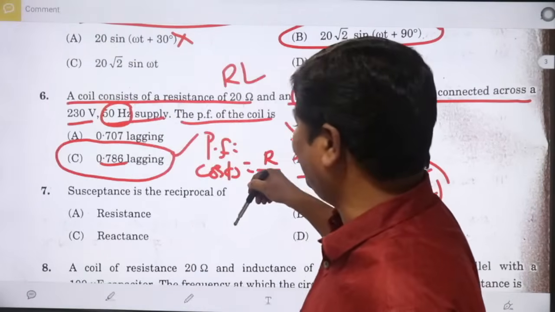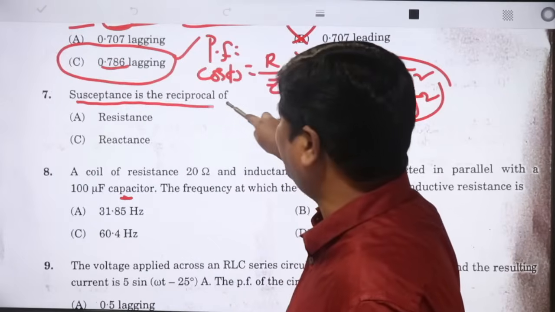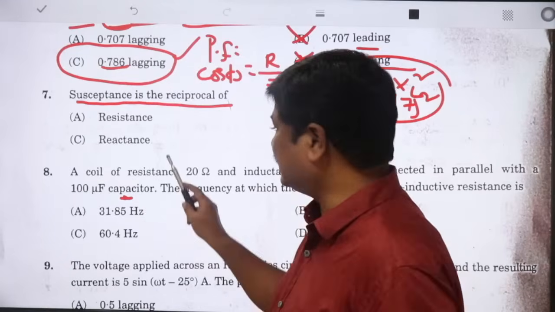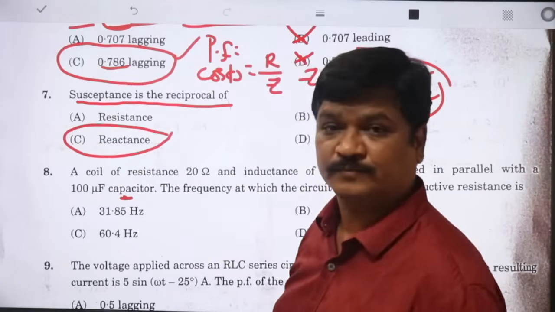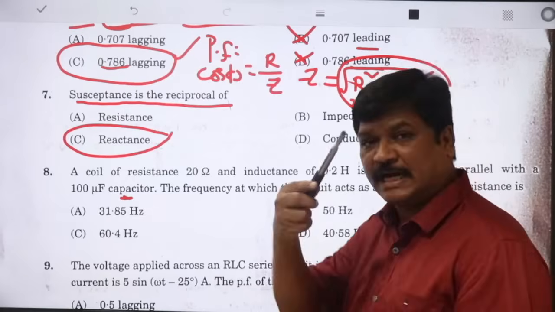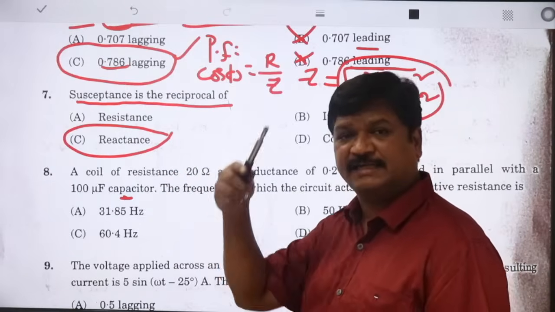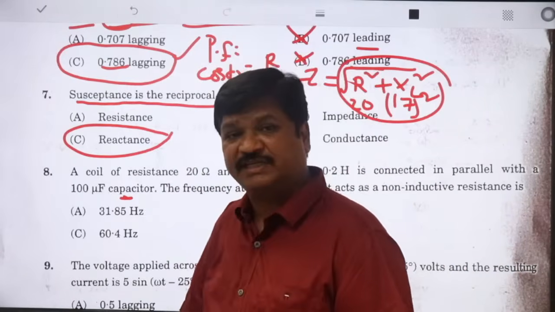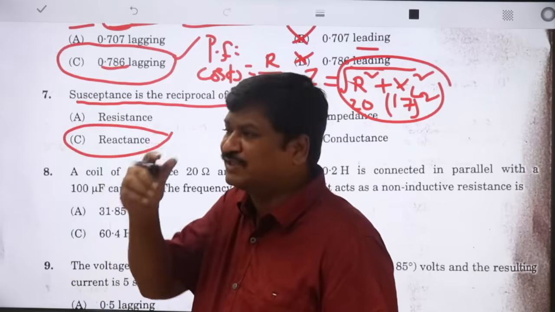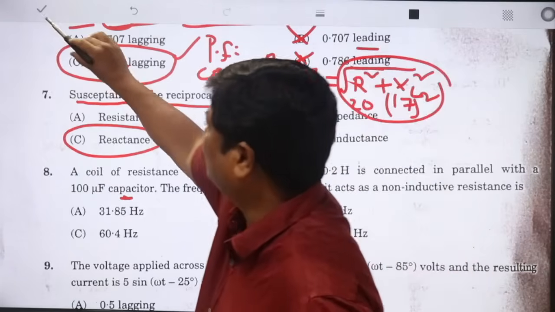This is a very, very simple question. What is this? The susceptance is the reciprocal of reactance. Is it correct? Reciprocal of resistance is conductance. Reciprocal of impedance is admittance. Reciprocal of conductance is resistance. Like that, reciprocal of reactance is susceptance. This is also there in our notes itself. If you have our notes, most of the questions you can write directly without any fail.